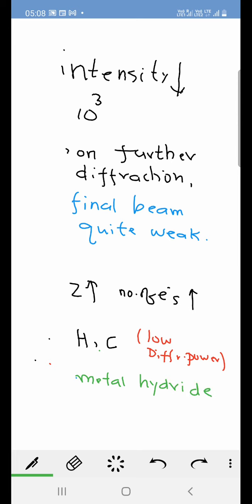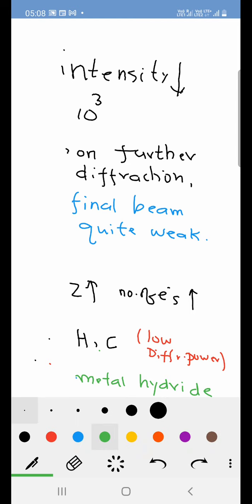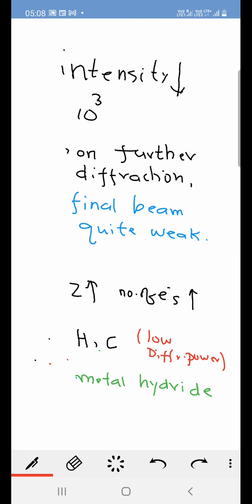Then, since the diffraction power is lower in this case, it is difficult to study. Because they contain both a heavy and a light element, X-ray and electron diffraction are not able to get proper information about what is happening, since lower atomic number elements have low diffraction power. This is one of the problems.